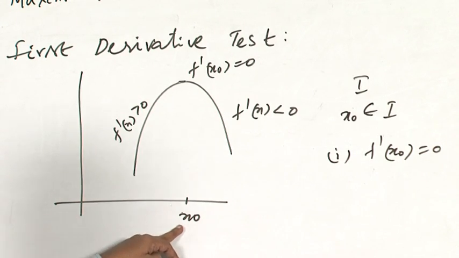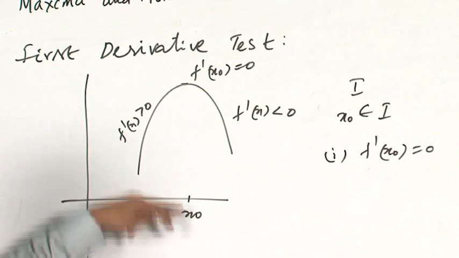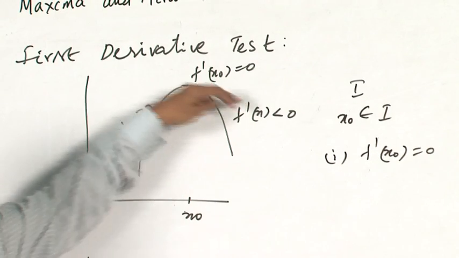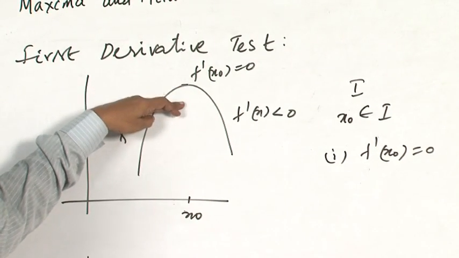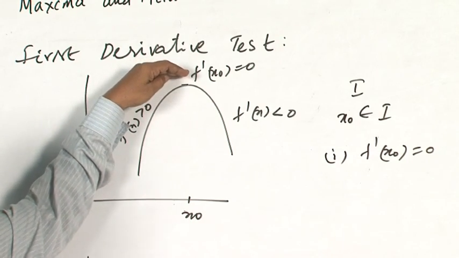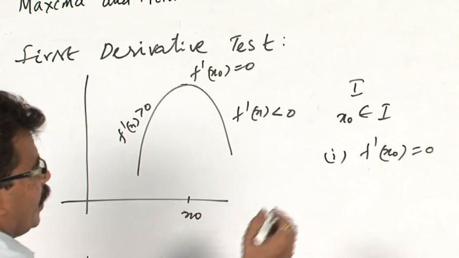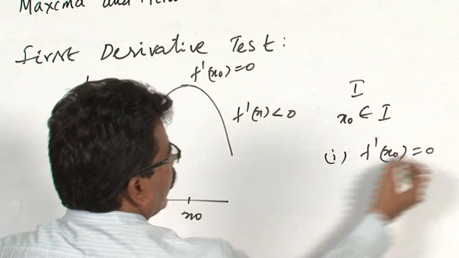At that point, the function must have its derivative equal to 0. The function will change its direction, but the derivative at that point will be 0. So the first condition is that the derivative at that point must be equal to 0.